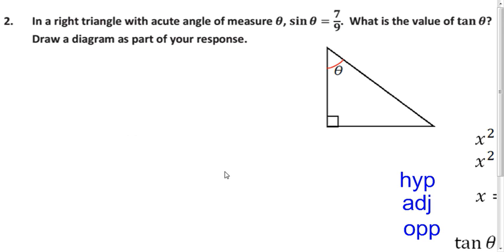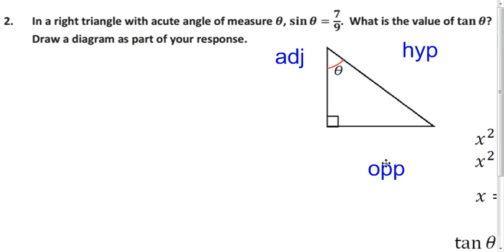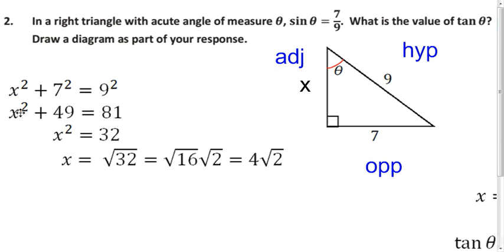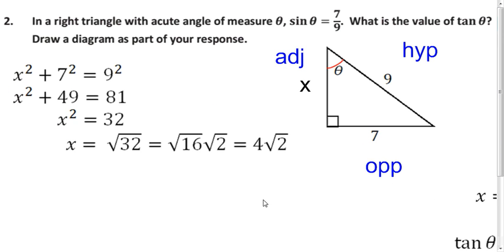I'd like you to try this example the same way. Make sure you write your answer in simplest radical form. So in this case, they give us sine again. So we're going to fill in the opposite and the hypotenuse. Opposite is 7. Hypotenuse is 9. Adjacent is x. We don't know it. Now, this doesn't look like a special right triangle, so we've got to use Pythagorean theorem. And we end up with 4 times the square root of 2.